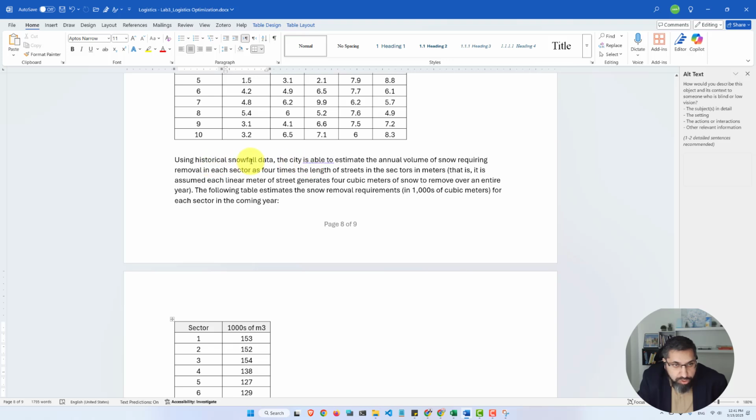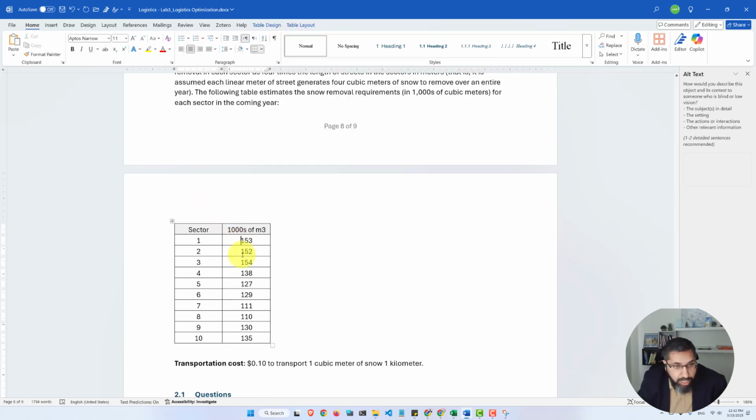So we know how much snow on average falls on each sector. There's a lot of snowfall in Montreal. The city estimates that on average, each meter of the street results in 4 cubic meters of snow. A road could be pretty wide, but for each meter along the length dimension and across the width, that area is going to have 4 cubic meters of snow fall on it throughout this season for the whole year.